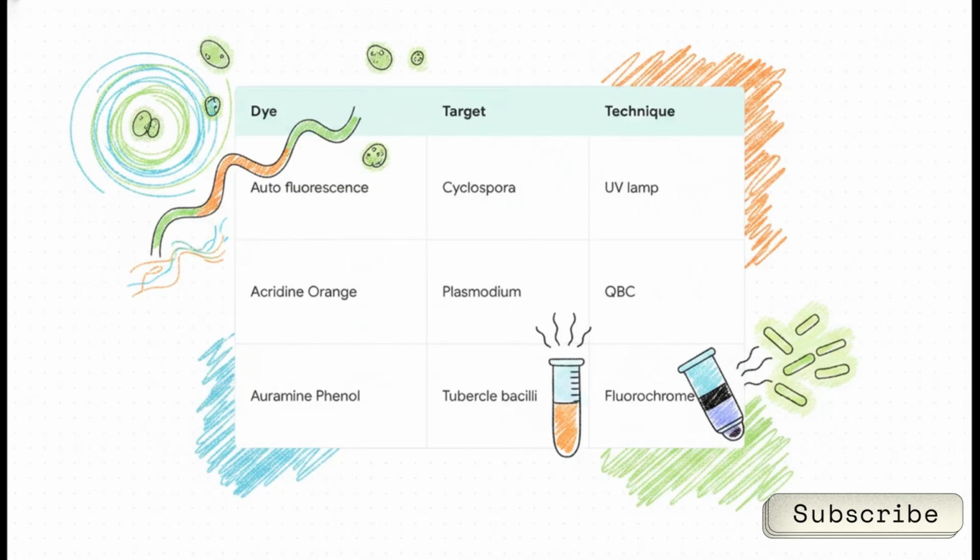The absolutely crucial point here for exams is matching the specific dye to the specific bug. You definitely want to memorize this table because examiners love, and I mean love, to test your knowledge of these fluorescent dyes. If they ask about autofluorescence without using a dye, you should immediately think Cyclospora. If they mention acridine orange, that's your specific trigger for Plasmodium and filarial nematodes using the quantitative Buffy-Coat method. And of course, the classic: auramine phenol is the absolute go-to for identifying tubercle bacilli. Make sure you lock those pairings in.